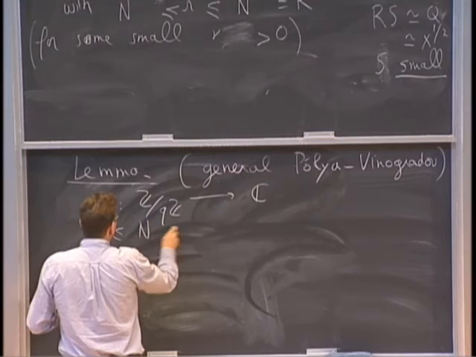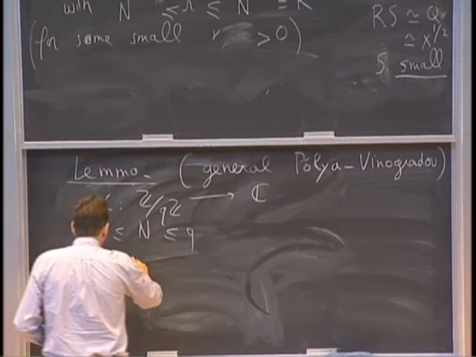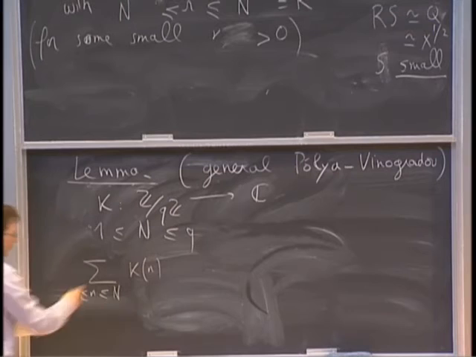So we have some a priori arbitrary function defined modulo q. q is not necessarily prime, it could be anything. We have some integer between 1 and q, and we want to say something about the sum over the integers, let's say, from 1 to capital N. You could deal with another interval, but that's not very important.